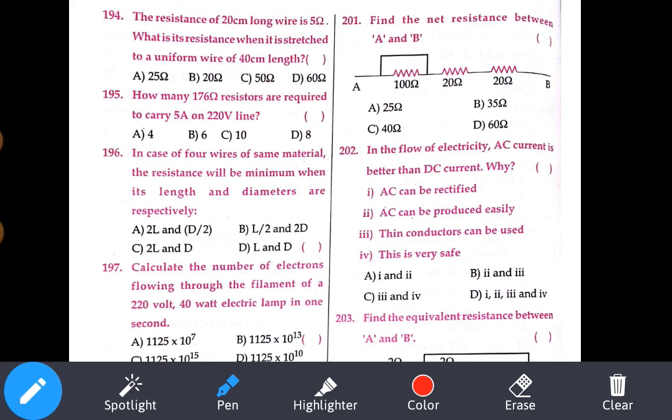In case of 4 wires of the same material, resistance will be minimum if the length and diameter are respectively what? This question is also covered in set B, set 2. So its answer will be: length should be half and diameter should be doubled. Option number B is our answer.